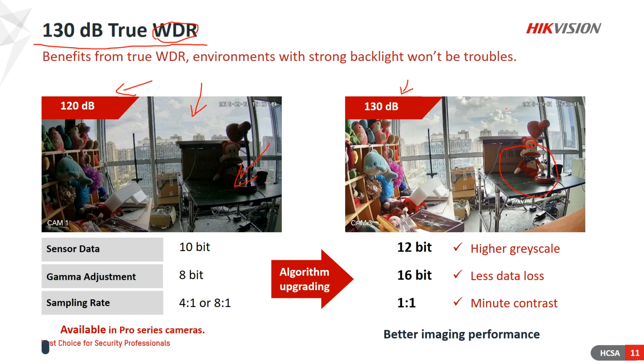And there's a conclusion we just need to remember: the WDR number, the bigger the better. The bigger the better. So like 140 dB is better than 130 dB, and we actually also have 140 dB for the IP camera. IP camera means the network camera. So just like that, the bigger the number is, the better the image will be. The better image performance it is.